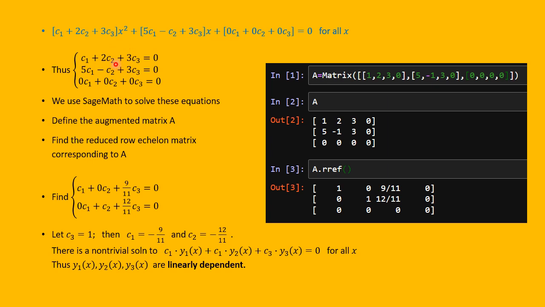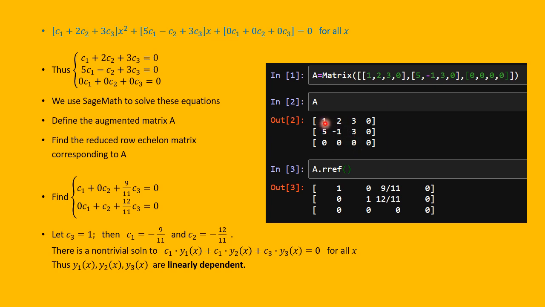So here's what we'll do. We'll use SageMath in this case to solve these equations. It could be done by hand also. So we'll define the augmented matrix A, and that is in this line of SageMath, this command in this cell. And then we'll see what A is, and here it is.